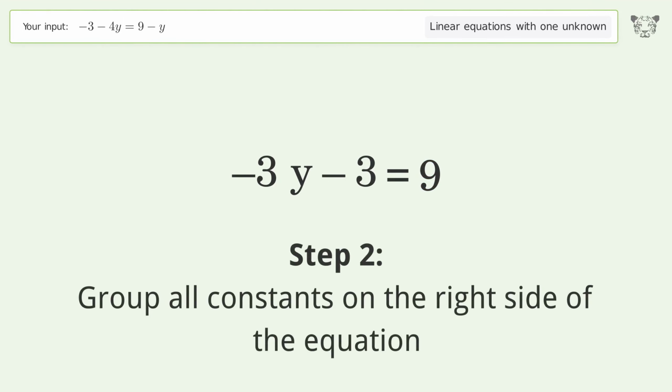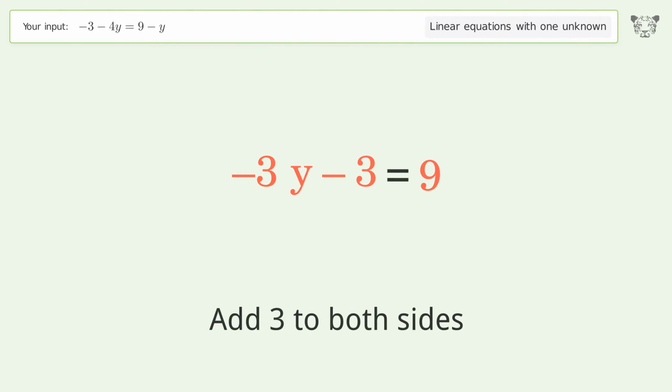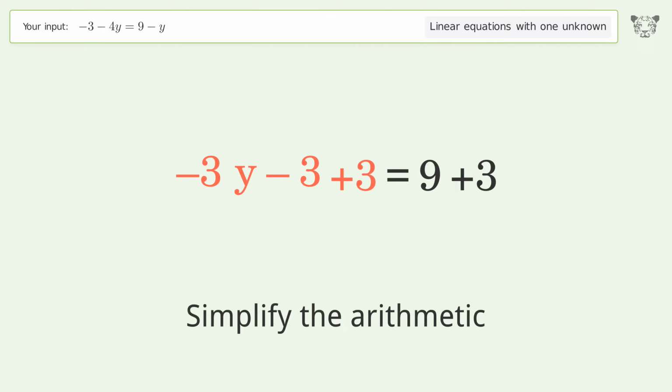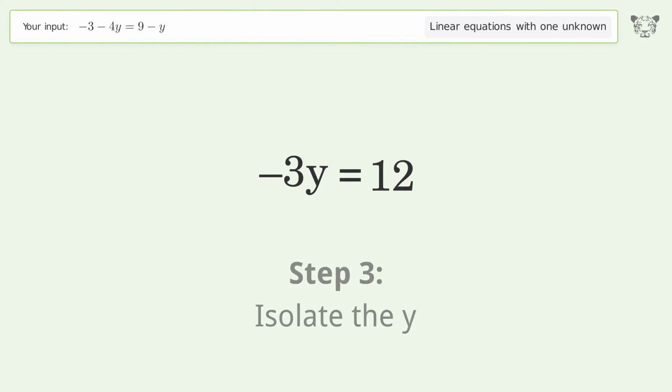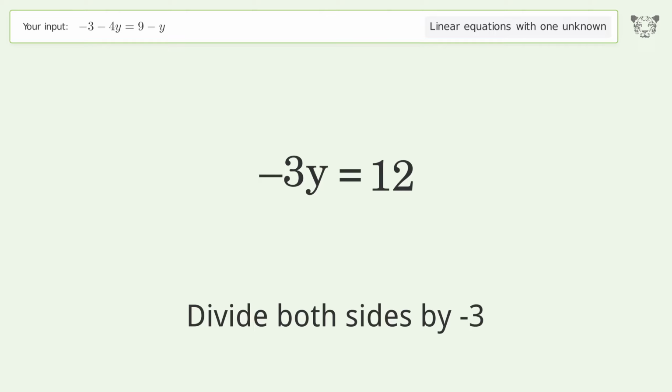Group all constants on the right side of the equation. Add 3 to both sides. Simplify the arithmetic. Isolate the y. Divide both sides by -3.